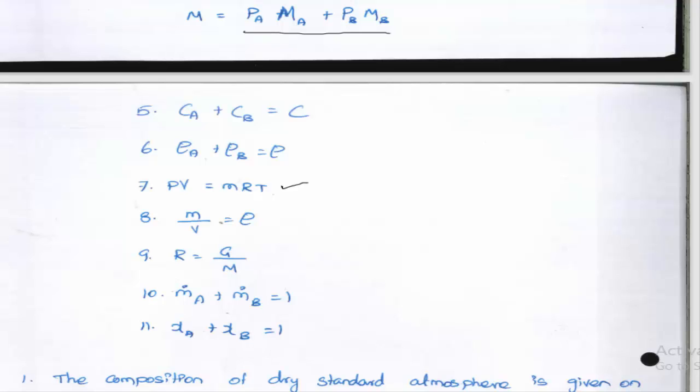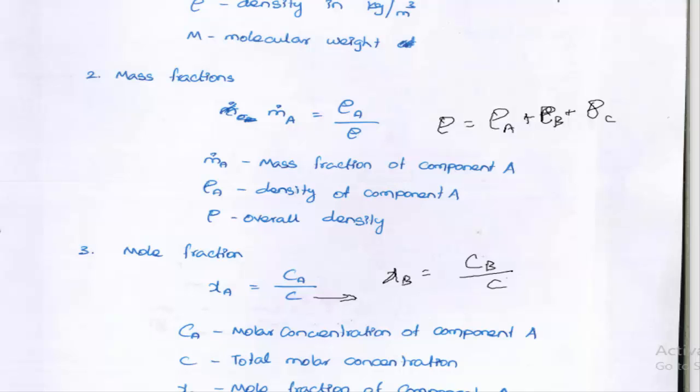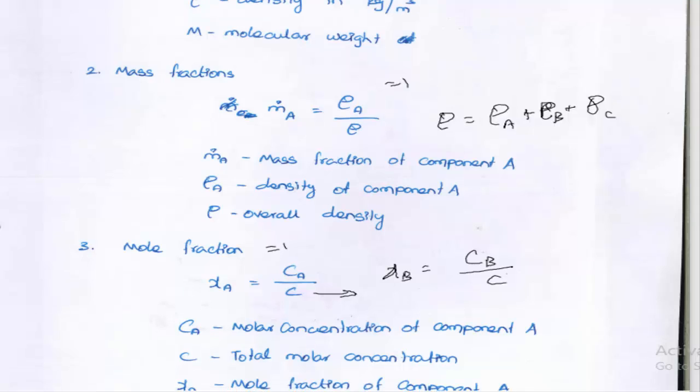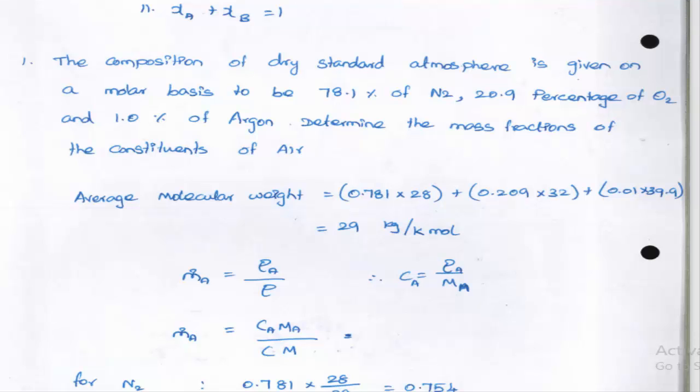The third one is PV equal to mRT. This formula you know from thermodynamics itself. Density is mass divided by volume, and the gas constant R equal to universal gas constant divided by molecular weight. Similarly, m_A plus m_B equal to 1, and the total mole fraction x_A plus x_B is equal to 1. Similarly, the total mass fraction is equal to 1. These are all the formulas you are going to use while solving the problems.